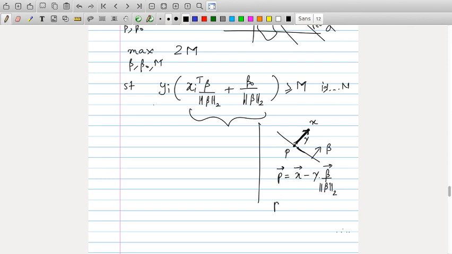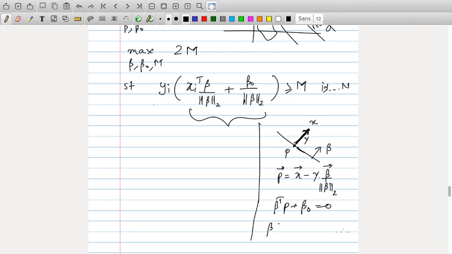But P satisfies beta transpose P plus beta naught is equal to 0, right? P satisfies this equation because P belongs to the hyperplane, and the hyperplane satisfies this equation. Any point on the hyperplane satisfies this equation. So you can just substitute the definition of P there.